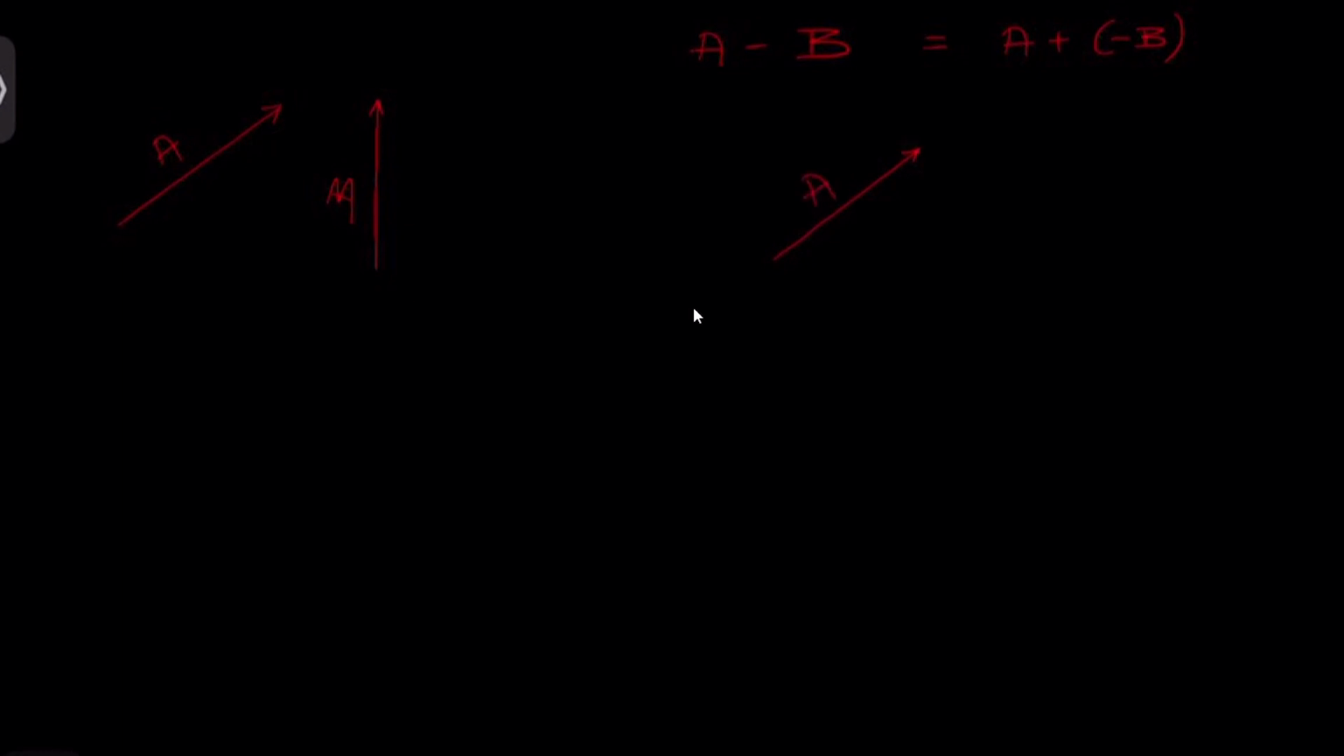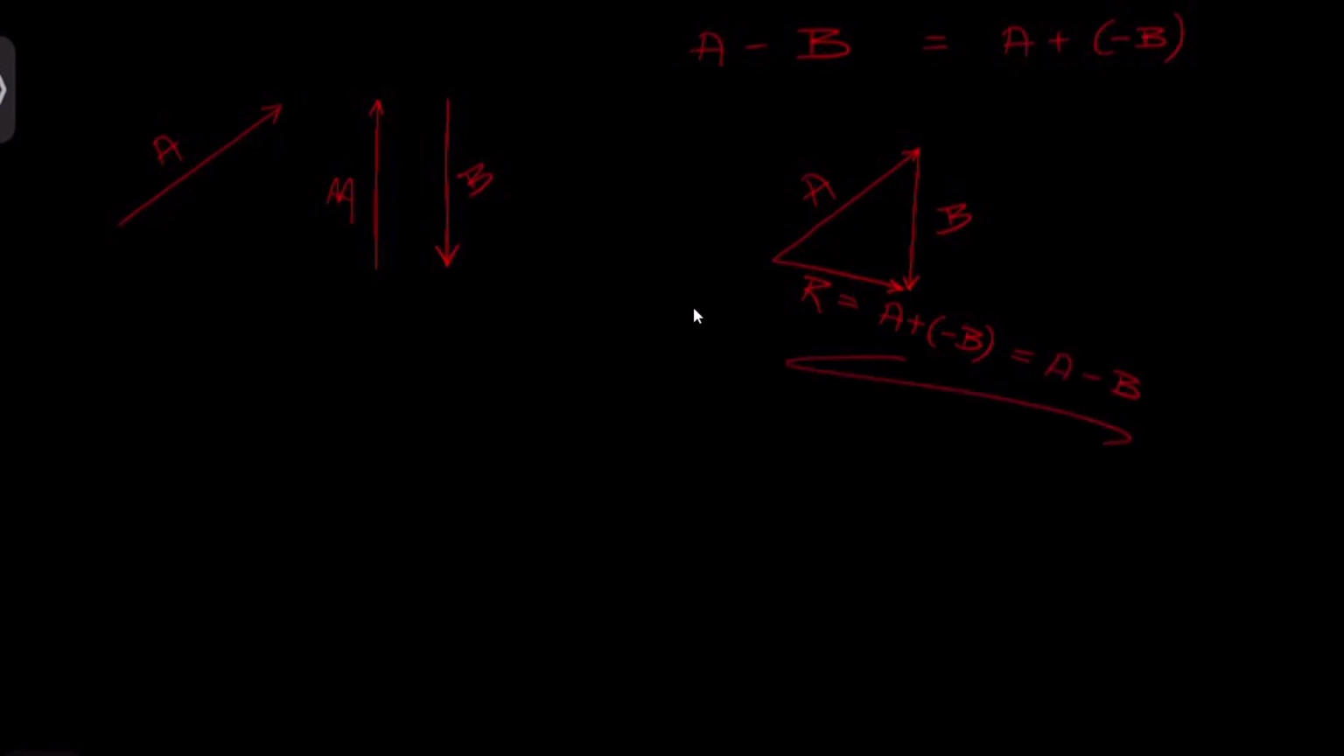What is minus B? Basically, minus B is nothing but a vector which has the same magnitude as B, but the direction of it is reversed. So I will just put B here in this direction, and finally I will do the vector sum. How to do the vector sum? Just keep the tail of B on the head of A and join the tail of A to the head of B, and therefore this is the resultant, which is nothing but equal to A plus minus B, which is also equal to A minus B. So that is how you do the vector subtraction.